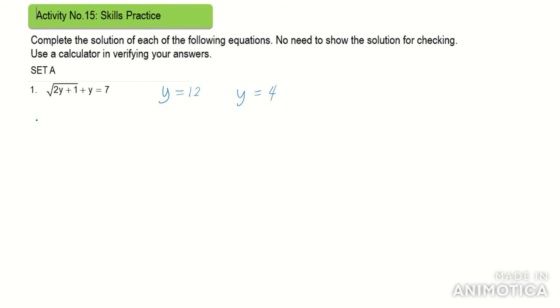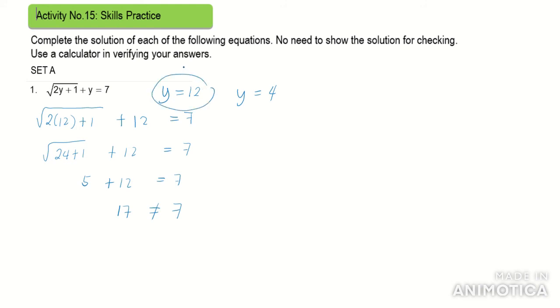Let's start with y equals 12. So you substitute 12 for each y here. We have the square root of 2 times 12 plus 1, plus 12, another y, is equal to 7. 2 times 12 is equal to 24, plus 1, plus 12 equals 7. 24 plus 1 is equal to 25. So the square root of 25 is equal to 5, plus 12 equals 7. So you have 17 is not equal to 7. Therefore, y equals 12 is not a solution.